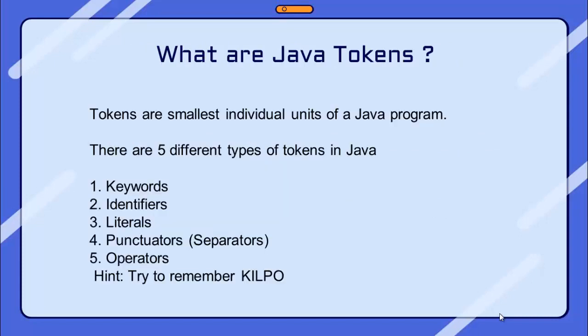What are Java tokens? Tokens are the smallest individual units of a Java program. There are 5 different tokens. Please keep in mind: keywords, identifiers, literals, punctuators, and operators. Punctuators are otherwise also called separators.